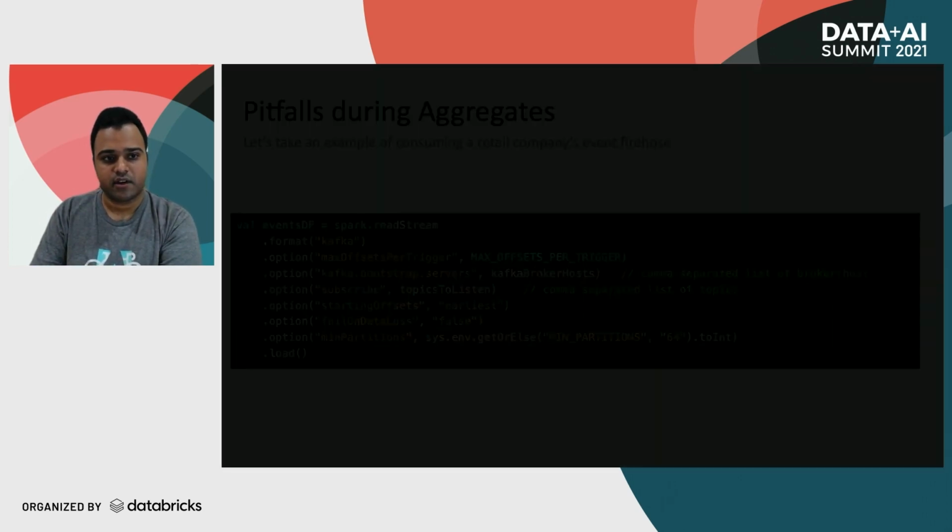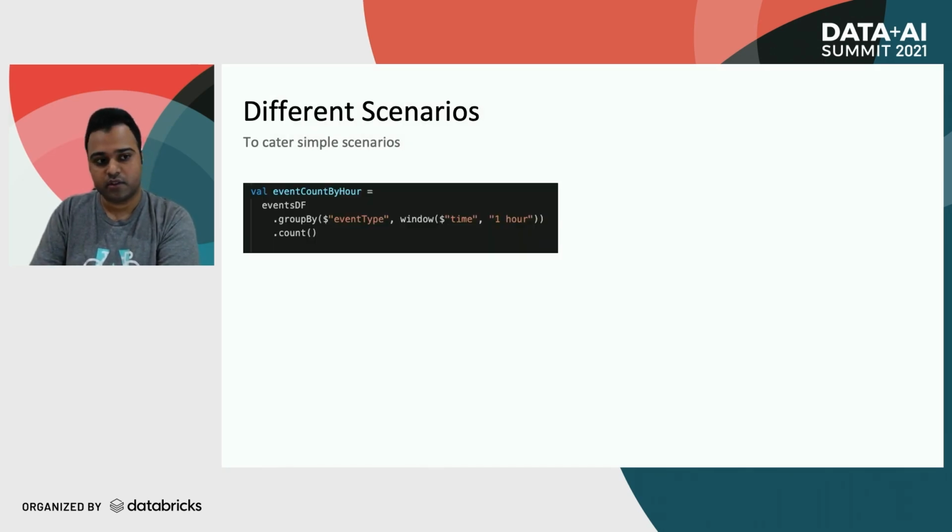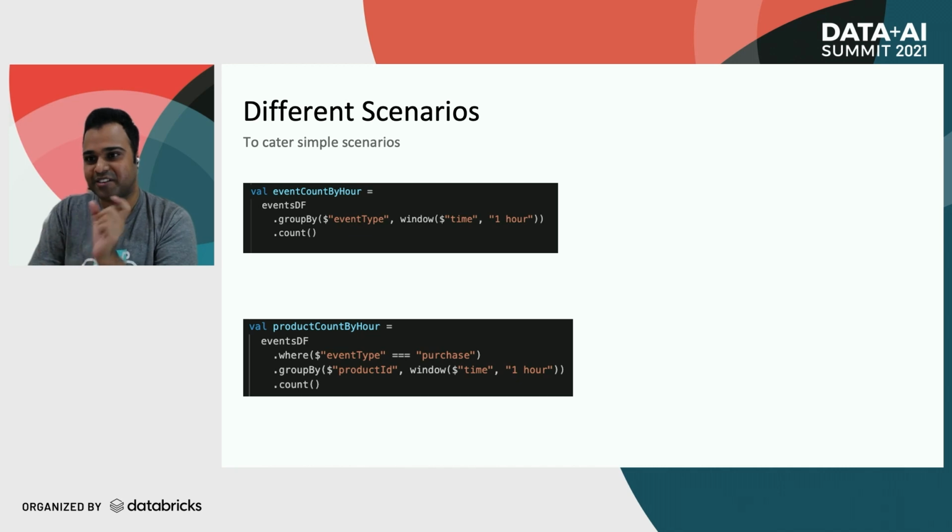So let's take two different scenarios, two different structured streaming queries. One is event count by hour. So we want to get all the event types that have occurred in a window of one hour. And we also want to get the product count by hour. What products have been sold in this past hour? So we make a filter on the purchase events, and then we group by the product ID. So they look very similar to each other, right?